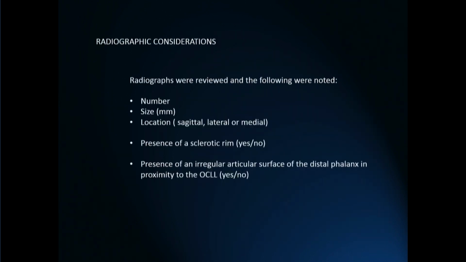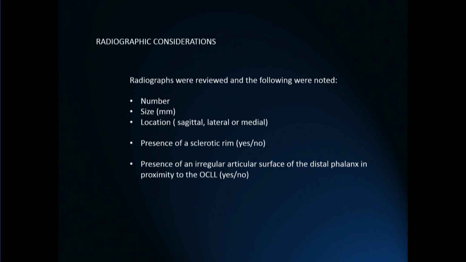Two specialists in imaging reviewed the radiographs, and they looked at the number of cyst-like lesions within the pedal bone, the size in millimeters, where the cyst was located, whether it was sagittal, lateral, or medial, and the presence of a sclerotic rim or not, or the presence of an irregular articular surface of the distal phalanx in proximity to the cyst-like lesion. From a non-imaging specialist, we also assessed whether the cyst had a neck that communicated with the joint.